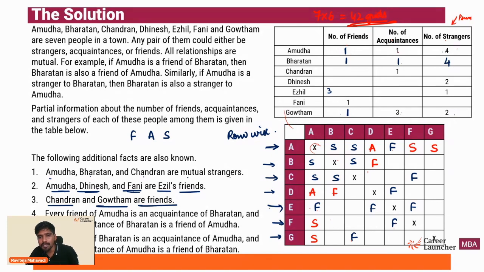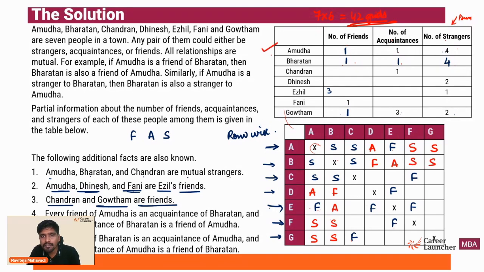D must be a friend of B. Now again, B has only one friend, one acquaintance. D has only one friend, one acquaintance, and 4 strangers. Now look at this. E is a friend of A. If E is a friend of A, E is automatically an acquaintance to B. So for B, we need one friend, one acquaintance, and 4 strangers. We already have one friend and one acquaintance. In B's column, we need 2 more strangers.